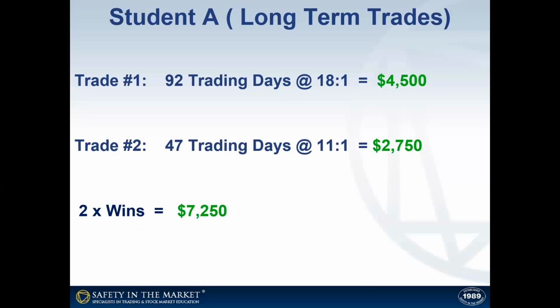So here we have student A and his two trades, his long-term trades, and they take a fair bit of time to play out. He's happy with that. Look at the reward to risk ratios. They're fantastic. And he's picked up in two trades just over $7,000 for his troubles. So he's very happy with that, especially as he's very busy traveling around for work.